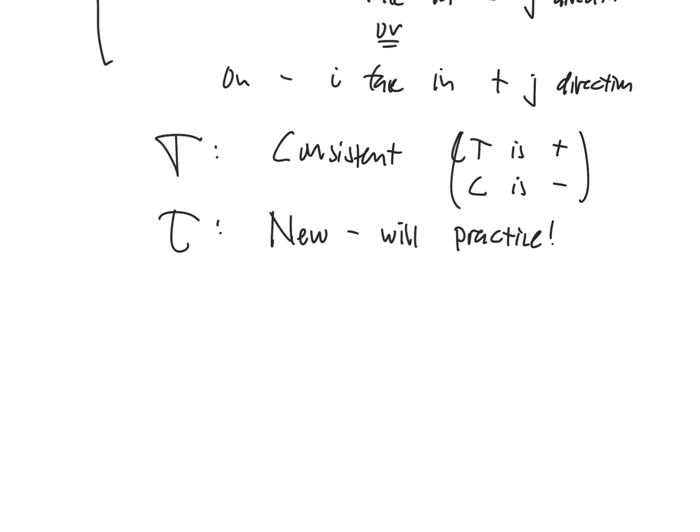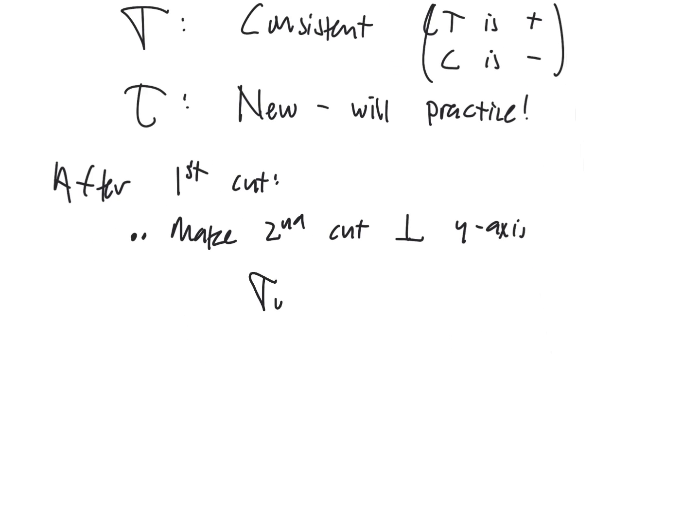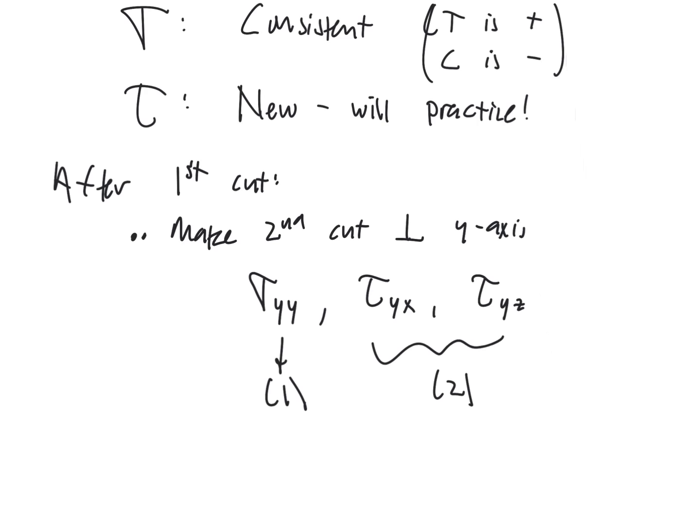Now, we made one single cut, but what happens is you make two more. So after the first cut, we make a second cut. I'll double bullet that. And the second cut is going to be perpendicular to the y-axis. And guess what happens? You're going to get a sigma on the y face in the y direction. So you get a normal stress. You get a shear stress on the y face in the x direction. And you get a shear stress on the y face in the z direction. So once more, we get one value of the normal stresses, and we get 2 shears. So 2 cuts, 6 total stresses.